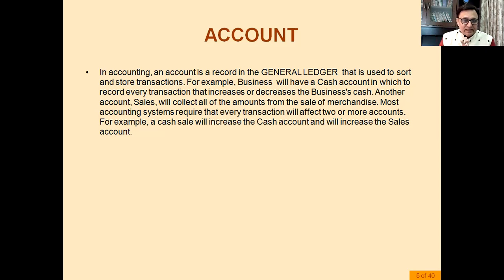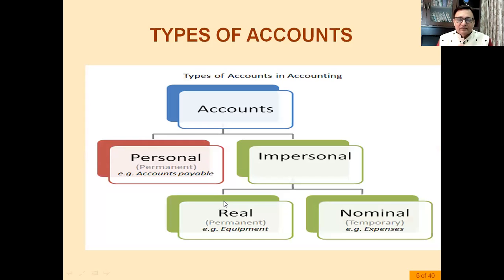Most accounting systems require that every transaction will have a twofold aspect, and that will affect two or more accounts. For example, when you make a cash sale, on the one hand the cash account is affected, on the other hand the sales account, which represents the goods, is also affected. So on the one hand we have the increase in cash, on the other hand we have the increase in the sales account also. The concept of account needs to be understood very carefully, because the whole accounting system will revolve around this.